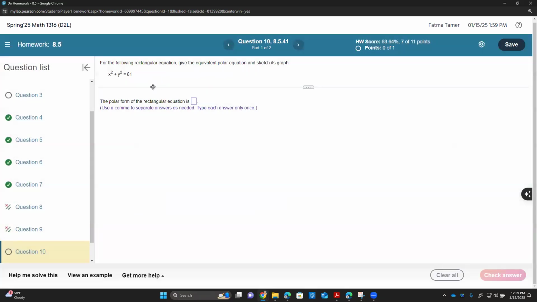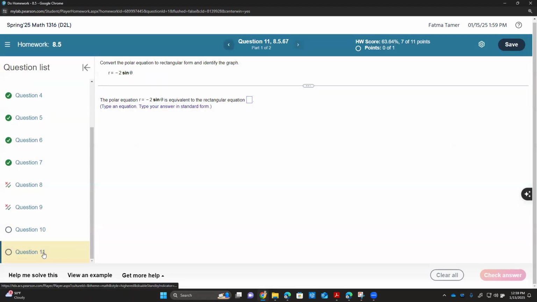And then for question 10, it's a very similar question. We already know that this will be a circle. And then the equations we're going to give them are r equals 9 and r equals -9 when you do the work. And it will give you the equation of a circle. For this one, now you want to convert it to a rectangular equation. So let's just do this one quickly. It's the opposite.